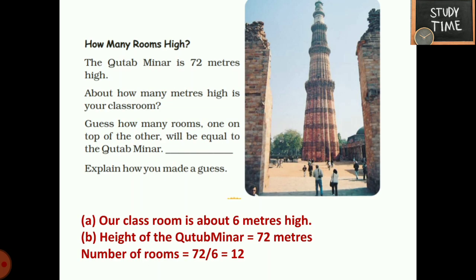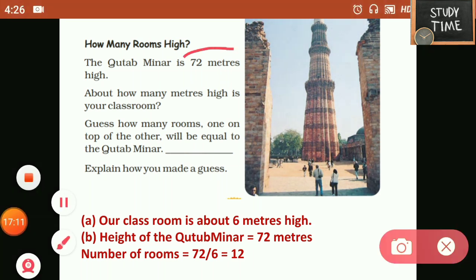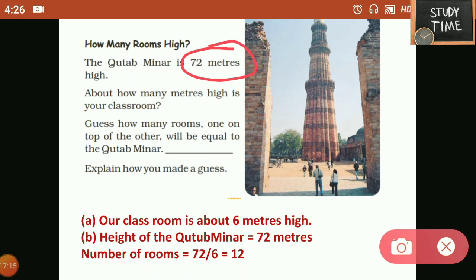How many rooms high? The Qutub Minar is 72 meters high. About how many meters high is your classroom? Guess how many rooms, one on top of the other, will be equal to the Qutub Minar. Explain how you made a guess. See, suppose our classroom height is 6 meters, and the height of Qutub Minar is 72 meters. So when you divide 72 by 6, you get 12. So this many rooms will be equal to Qutub Minar. This is just a guess.